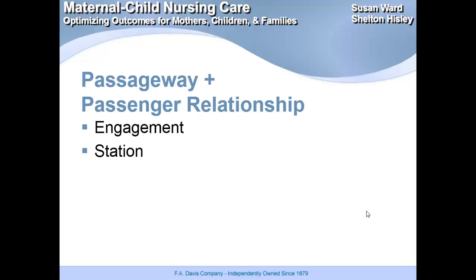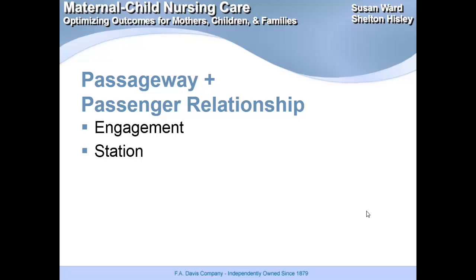So the passageway and passenger relationship. Engagement happens when the widest part of the fetal presenting part has passed through the pelvic inlet. And then the station refers to the level at which the presenting part is resting in relation to the maternal ischial spine.